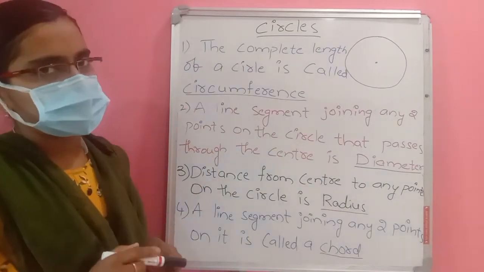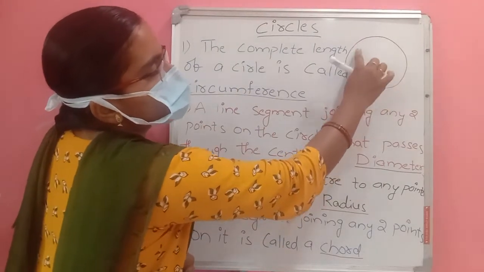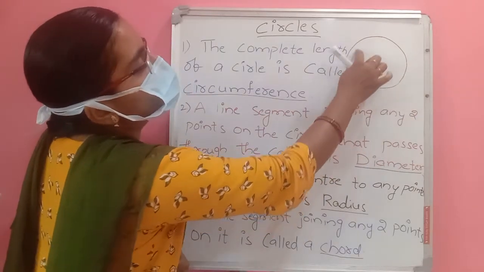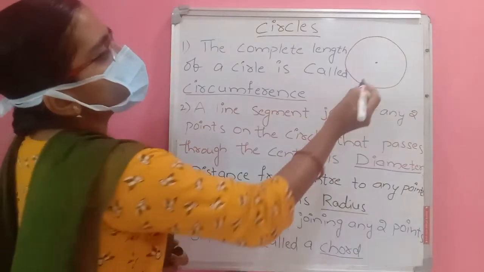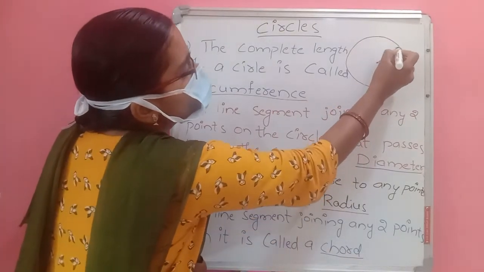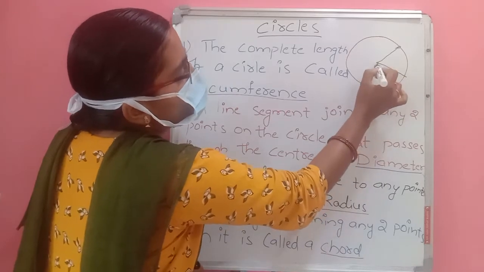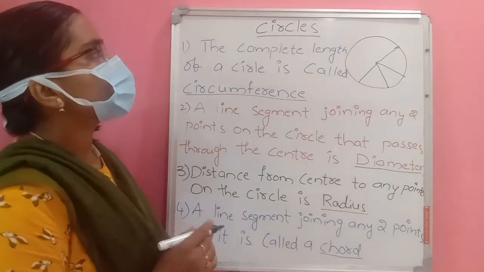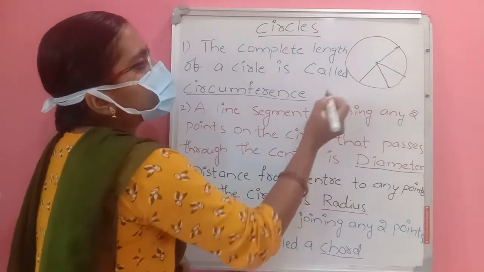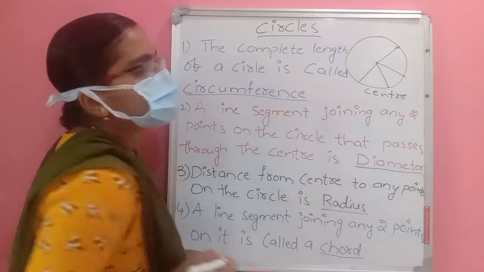So circle. What is a circle? If you draw a curve from a point with equal distance, then that is called a circle. From this point, if you measure to any point on this curve, you will get the same length. So this is called a circle, and that point is called the center of that circle.